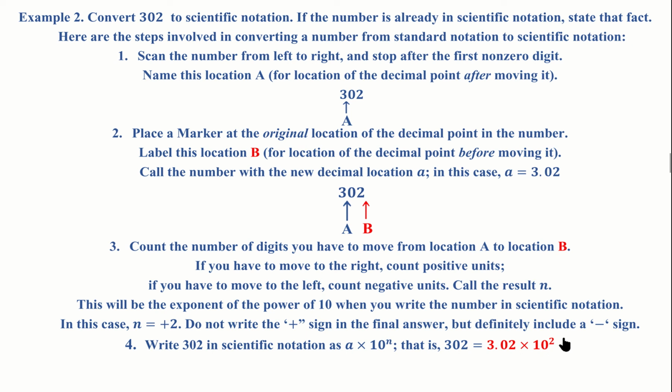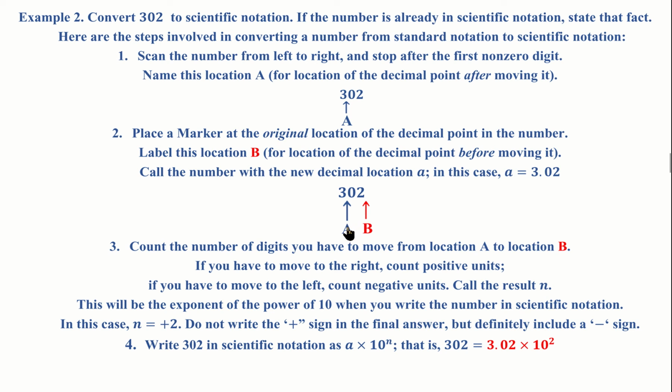Let's quickly go over the procedure again. Scan the number from left to right. Stop after the first non-zero digit. Go ahead and mark that location A for the location of the decimal after it gets moved. Then put a marker at the original location of the decimal before any moving. Then calculate the number of digits you have to move to go from A to B.